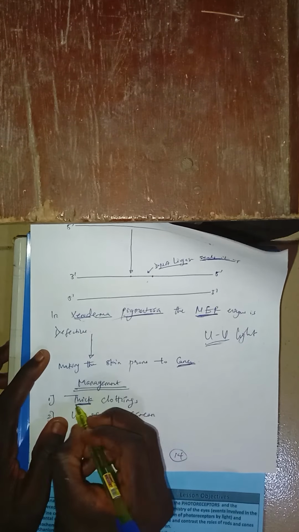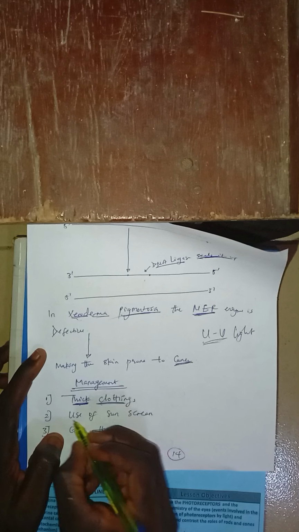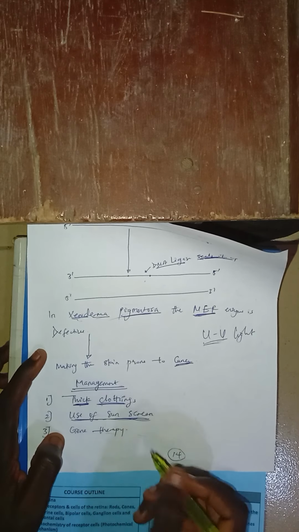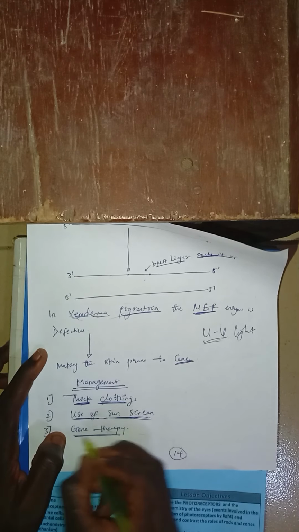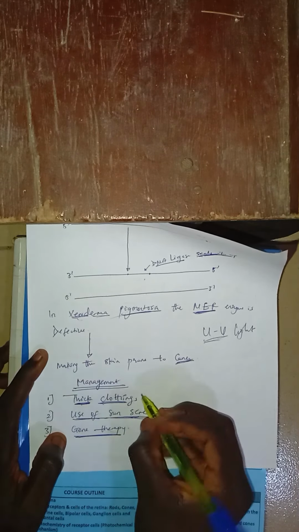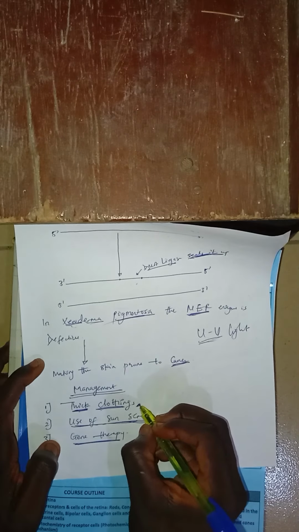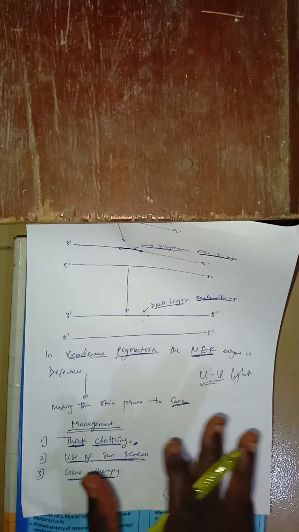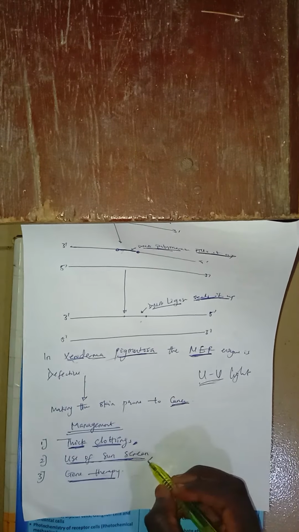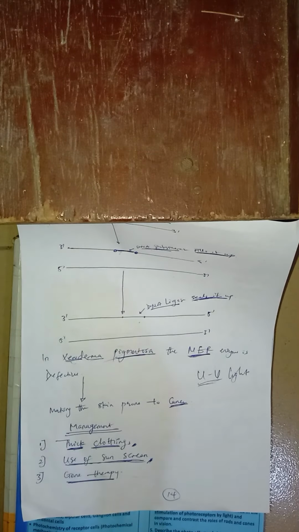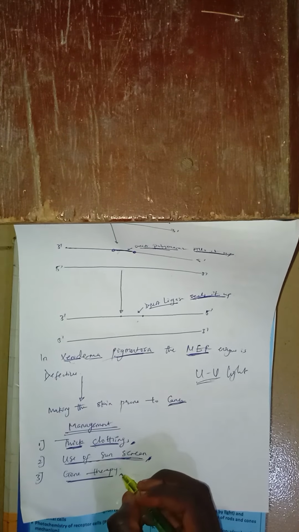How do you manage this patient? One, they wear thick clothing. Use of sunscreen can also be used. Then gene therapy can be used. So the patients are advised to wear thick clothes to protect them from the ultraviolet light. Then they use sunscreen, and also glasses. I get my point. Then gene therapy can also be used to repair the gene.